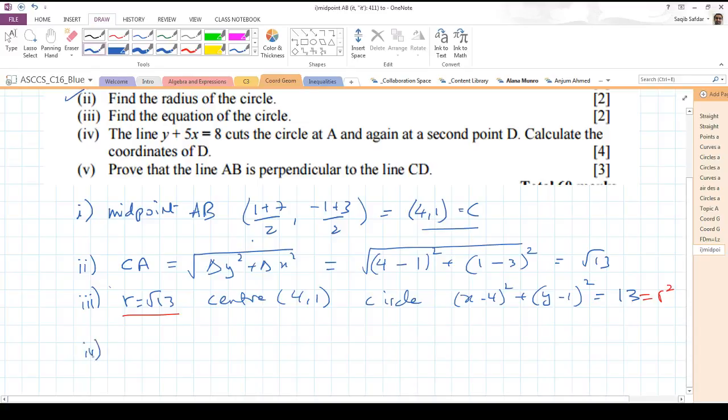Part 4. The line y plus 5x equals 8 cuts the circle at A, and again at a second point D. Calculate the coordinates of D. Okay. Any suggestions about what we can do? Yes. Okay, why is that going to work?